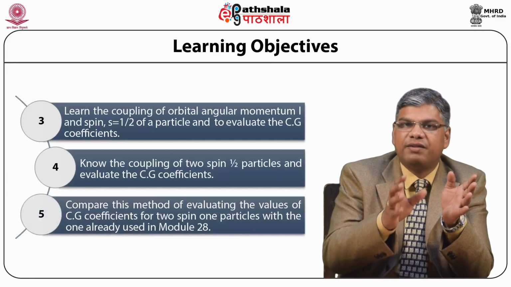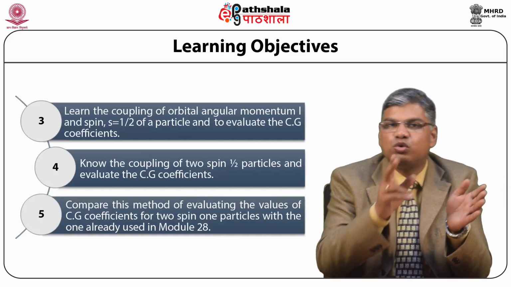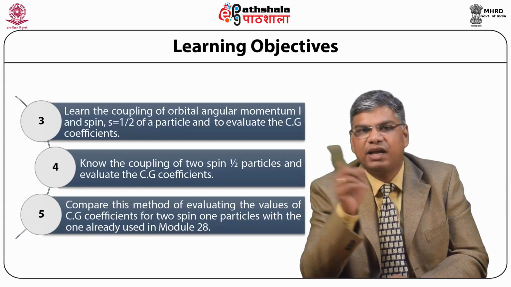We would then compare this method of evaluating the Clebsch-Gordan coefficients for two spin 1 particles with the one already discussed and used in module 28. In this module, we study a few typical examples frequently used in physics for addition of angular momenta of two particles, to illustrate how to use the tables to evaluate the Clebsch-Gordan coefficients in the coupling of angular momenta.